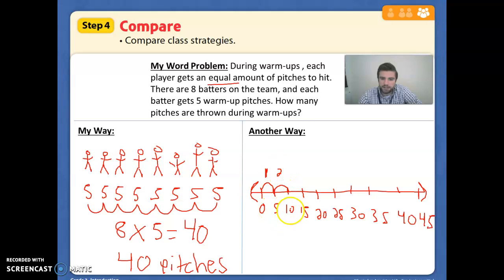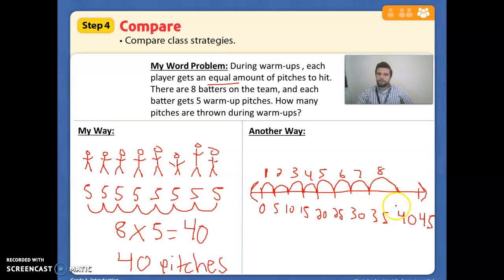So far, 10 pitches have been thrown. Our third batter gets 5 more pitches. Total, we have 15 pitches. And then you just keep skipping. 4, 5, 6, 7, 8. The fourth batter, the fifth batter, the sixth batter, the seventh batter, and the 8th batter, they all get 5 pitches each. And then, total, we have 40 pitches.